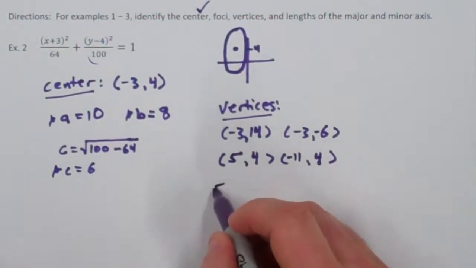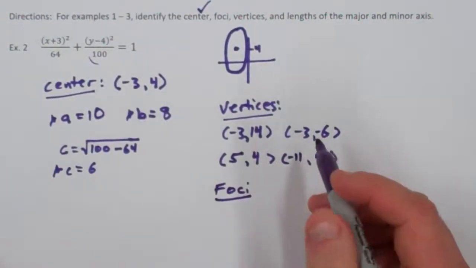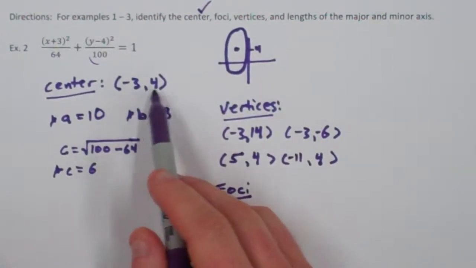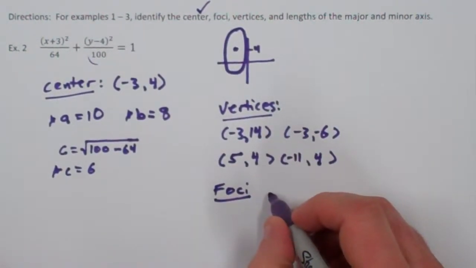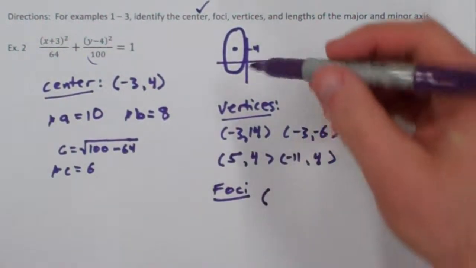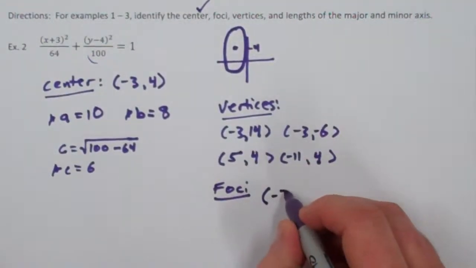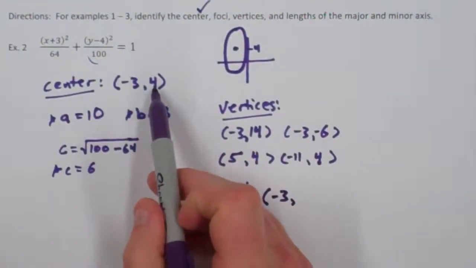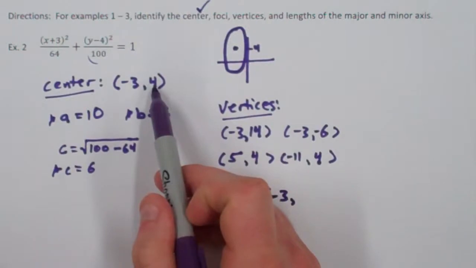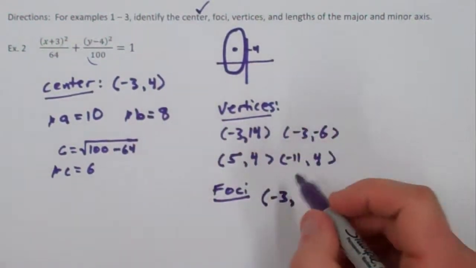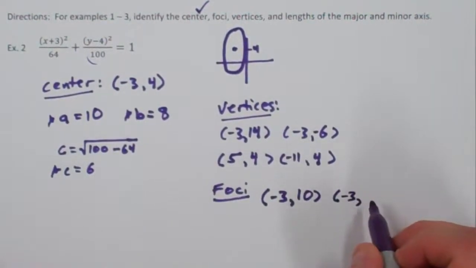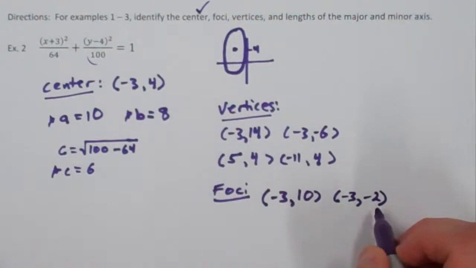To figure out our foci, all we need to do is apply C in the correct direction, and we need to take into account where our center is. So for the first one, just like we kept X for the major axis up and down, we're going to keep that for the foci as well. And all we need to do is change this 4 by the amount that C is. So we're going to go up 6 from 4 and down 6. Up 6 from 4 would be 10. And then if we go down 6, that would be -2.